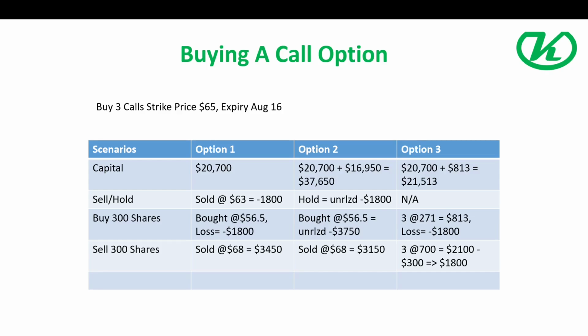Selling the 300 shares that we initially bought, we additionally buy three calls at $271, as we saw in the option chart, and then we sold those three options for $700, so a total of $2,100. We also sold 300 shares at 68, so that gave us a loss of $300. So in total we made a profit of $1,800 with our option number 3.